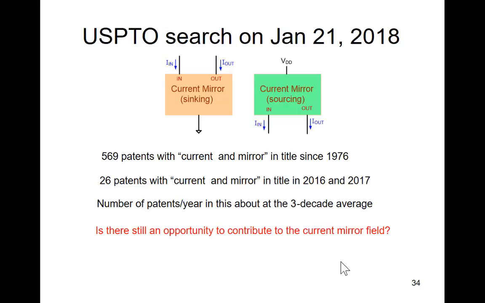So, I asked the question, and Mr. Kimmler says, yeah, there's probably an opportunity to contribute. We still see patents coming out on people introducing current mirrors. How many current mirrors are there? 69. This doesn't include the ones up till 1976. Now, they're not all current mirrors. Some of them are using a current mirror to build something else, but quite a few of them are current mirrors.